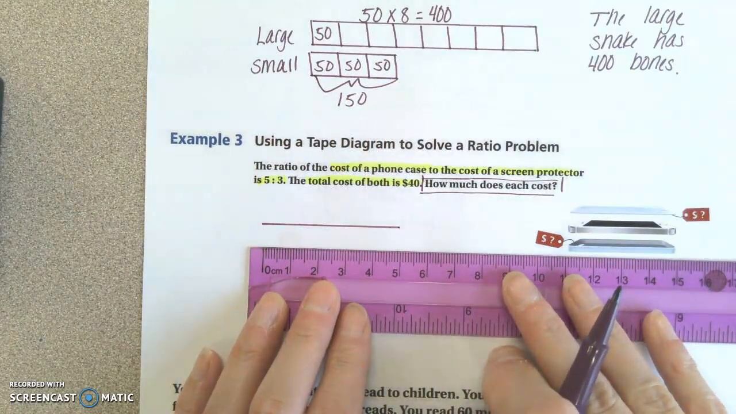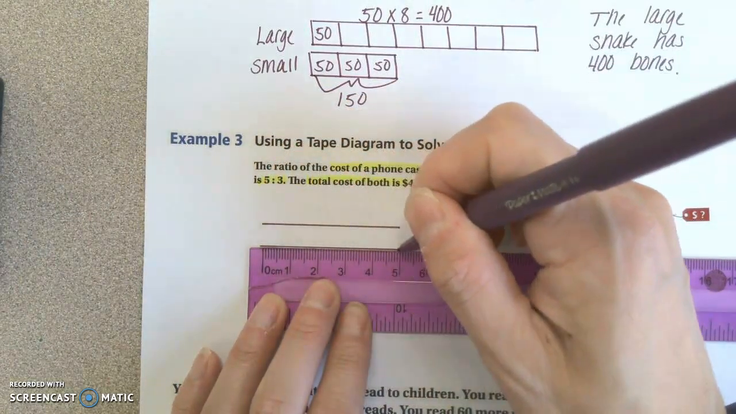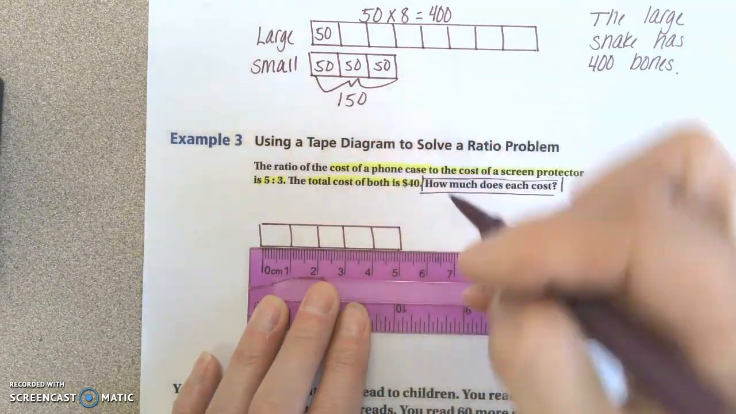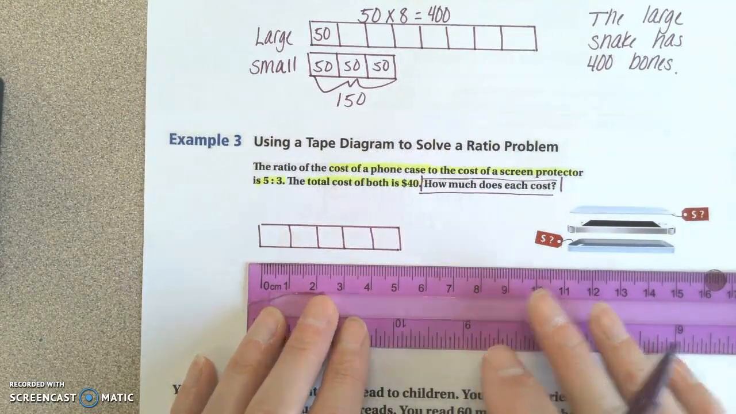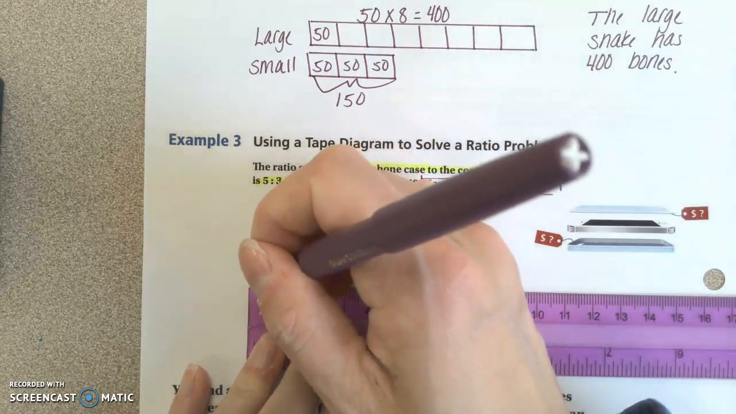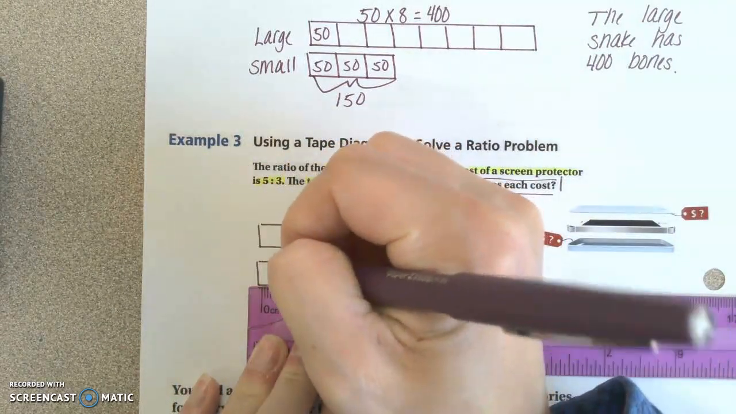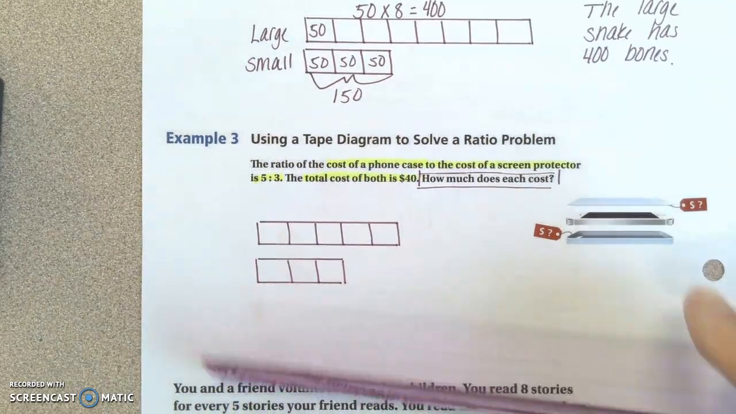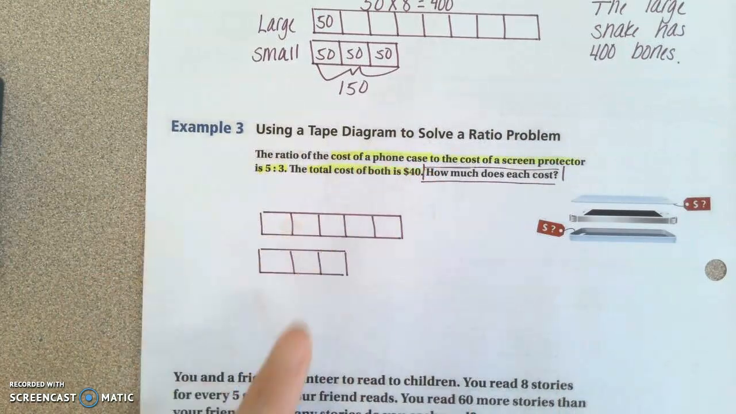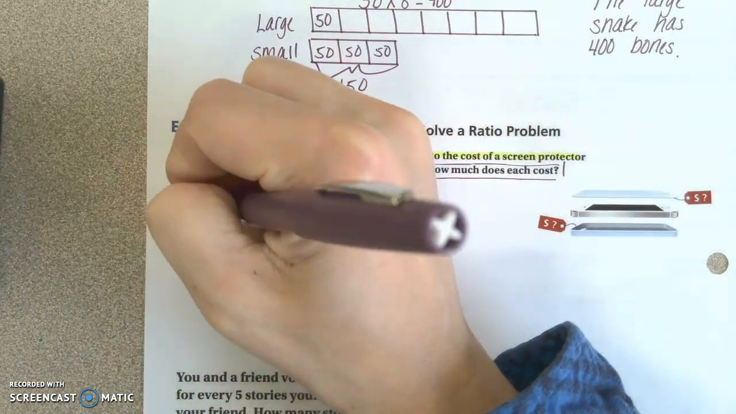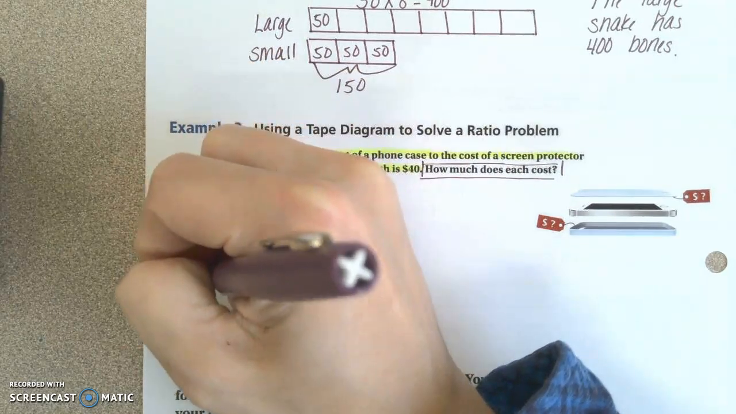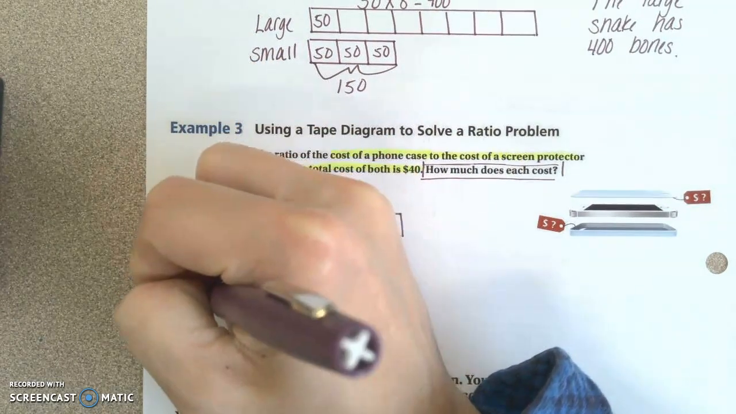So I'll draw my tape diagram showing 5 parts, marking it every centimeter. Then I'm going to show 3 parts, 0 to 3, and then marking it every centimeter. Okay, so that represents the 5:3, and that ratio is the cost of the phone case to the screen protector. So I could label this top one is the phone case. This bottom one is the screen protector.